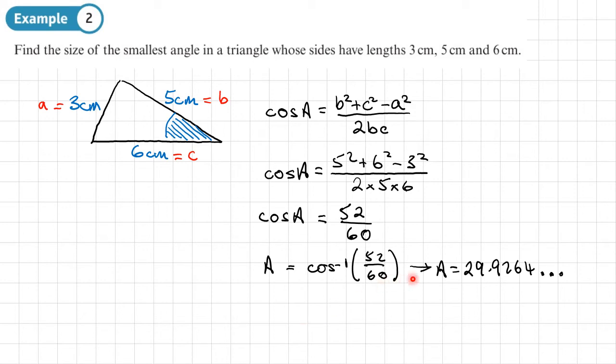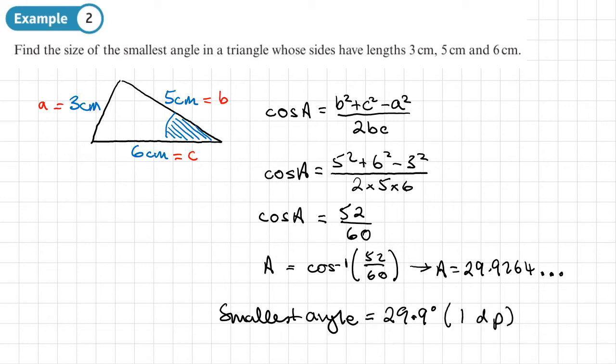Whenever we give angles, we normally give angles to 1 decimal place. So the angle, the smallest angle, is going to be equal to 29.9 degrees. And we'll just put there that we've done this to 1 decimal place. You could do 3 significant figures, but normally for angles we'll go for 1 decimal place.